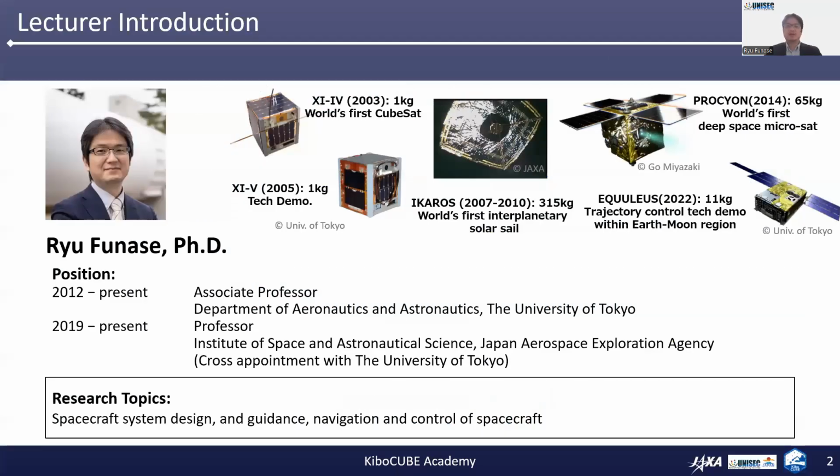Let me briefly introduce myself. When I was a graduate student at the University of Tokyo, I was involved in the development of Psi-4, the first CubeSat in the world, and Psi-5, the second CubeSat in our laboratory. Later, at JAXA, I was involved in solar system exploration missions such as Icarus, a demonstration mission of a solar sail in deep space. After that, I have been leading deep space exploration missions such as PROCIUM, the world's first microsatellite deep space mission, and Eclipse, a 6U CubeSat that was launched on NASA's SLS Artemis 1 mission.